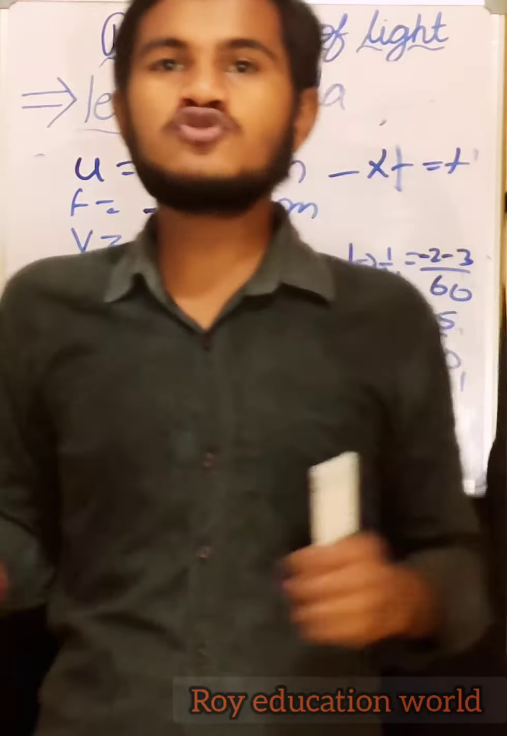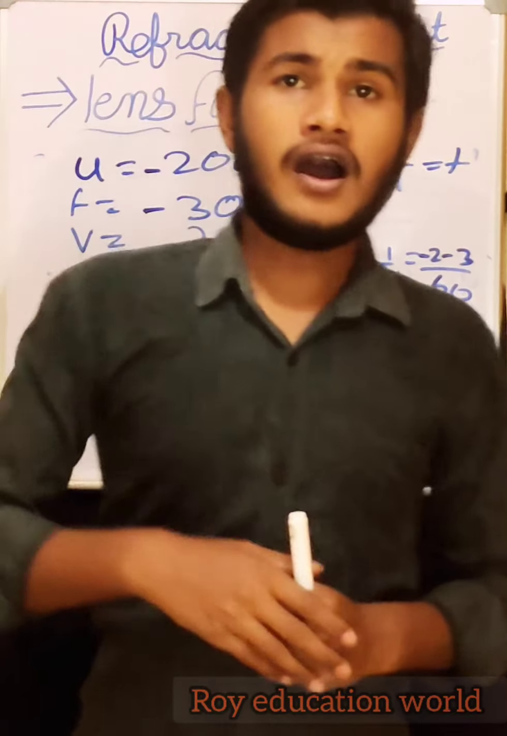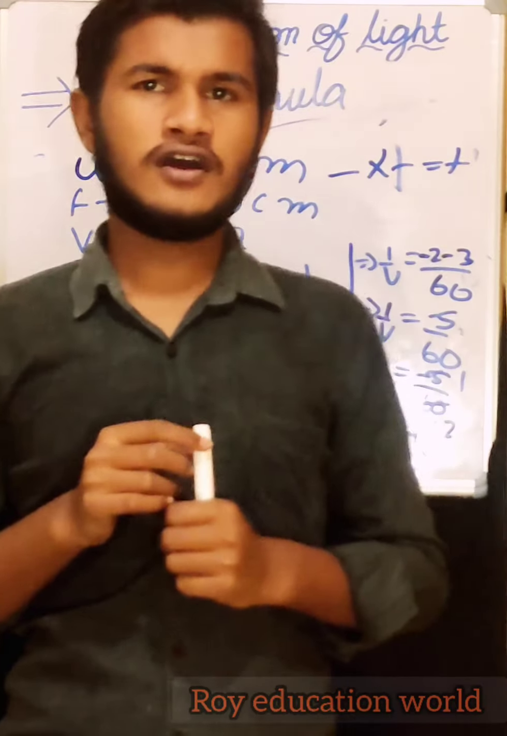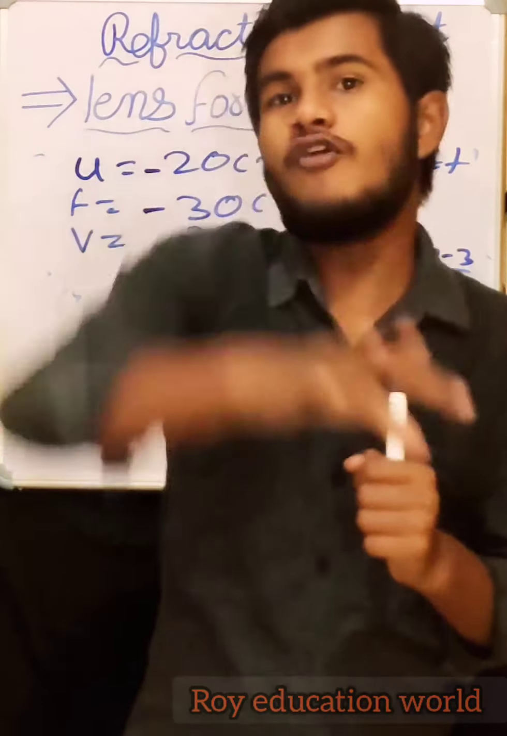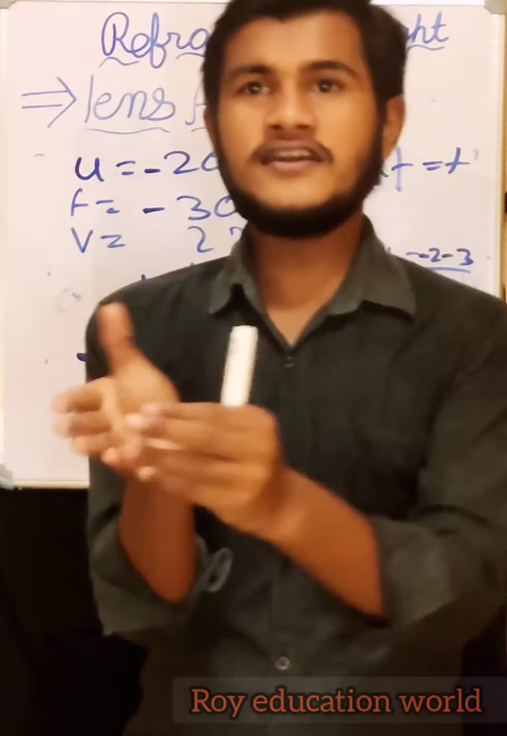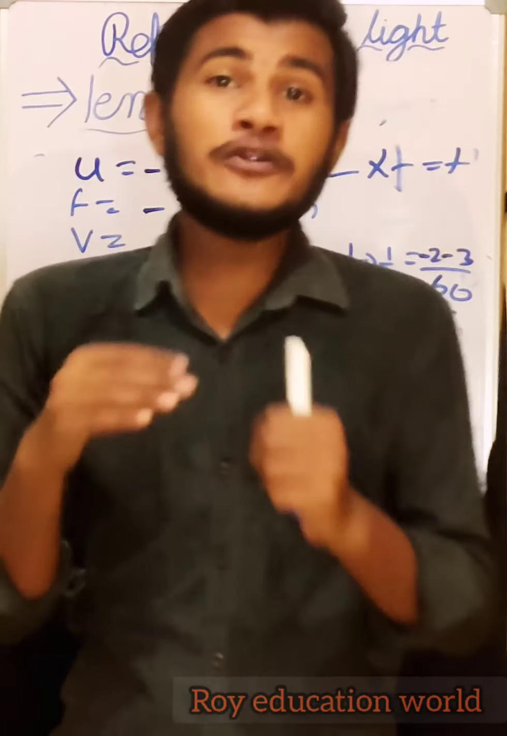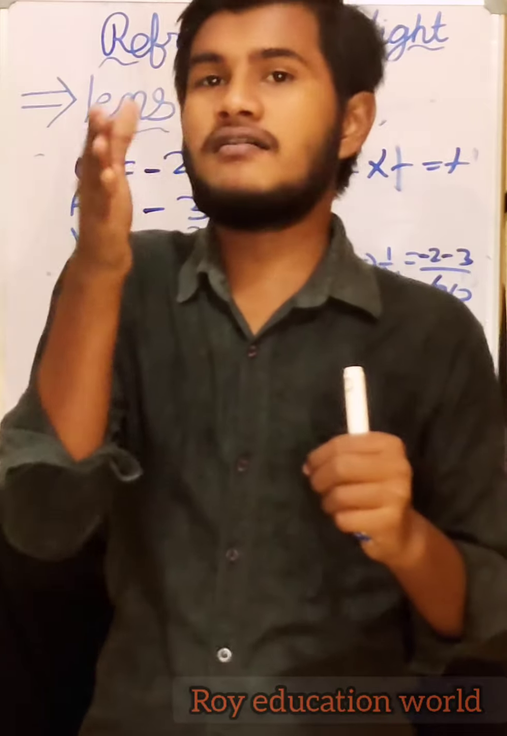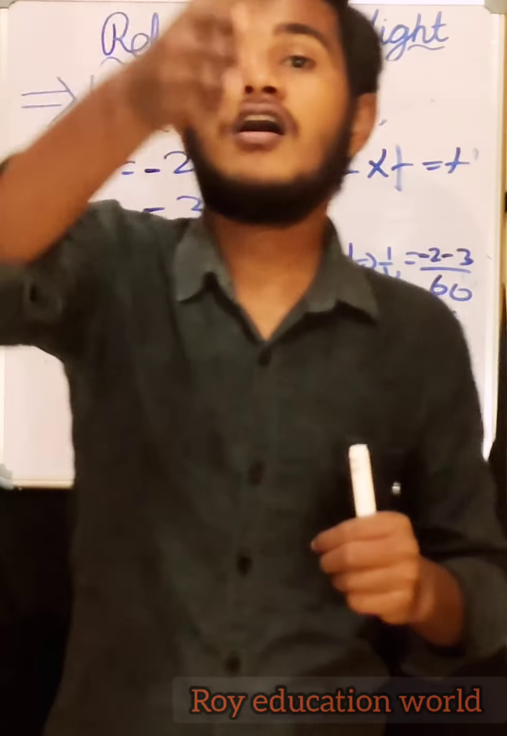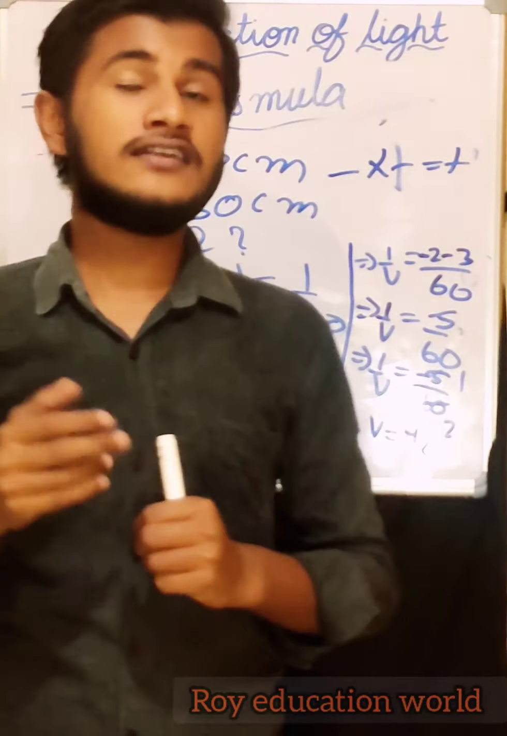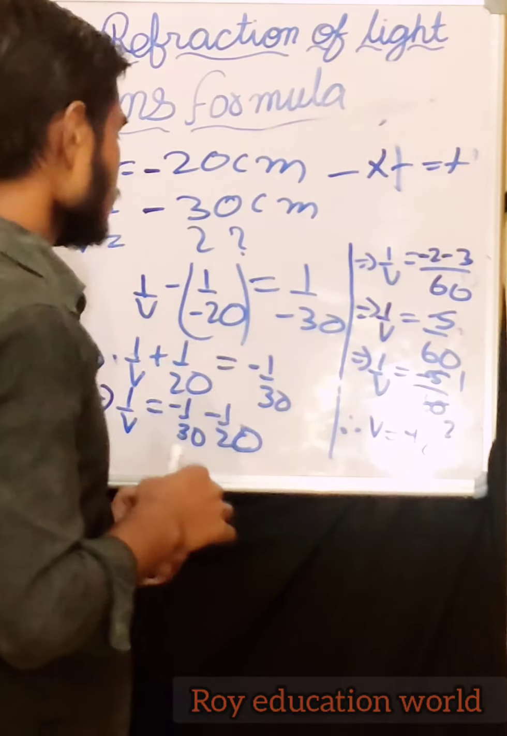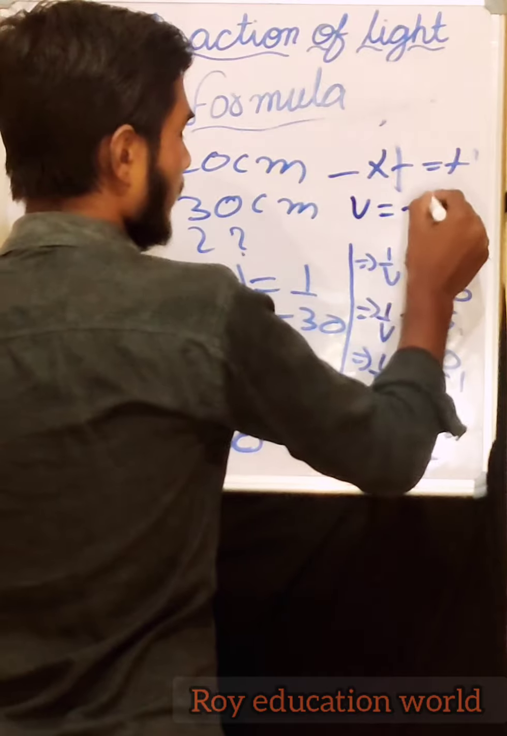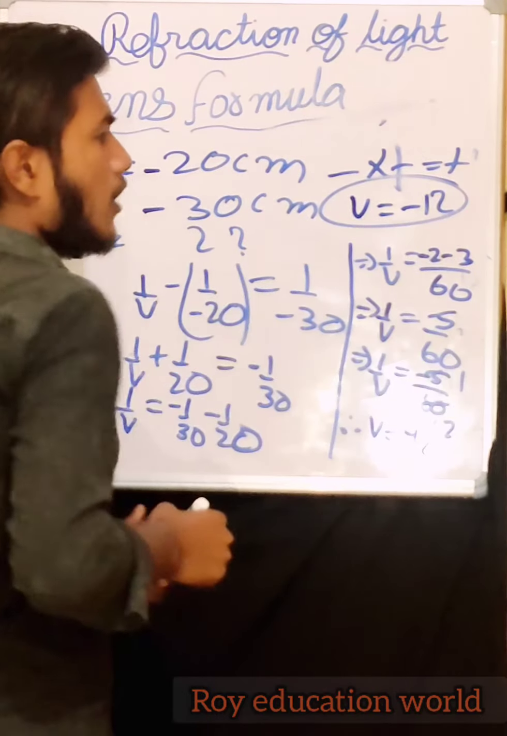So what is minus 12 showing? We saw in our previous videos that whenever a numerical value is represented with a negative sign, the image is virtual. So v is minus 12 centimeter.